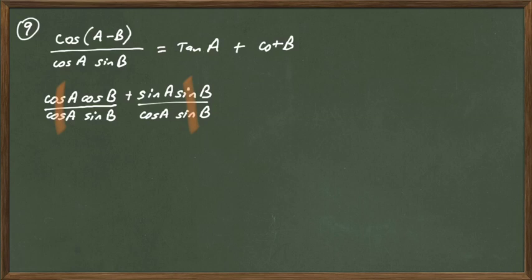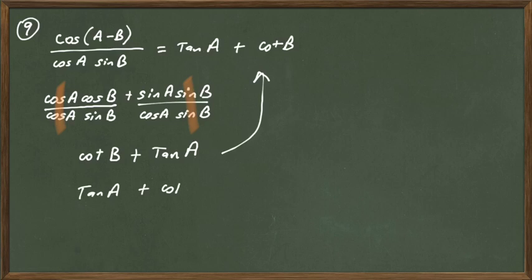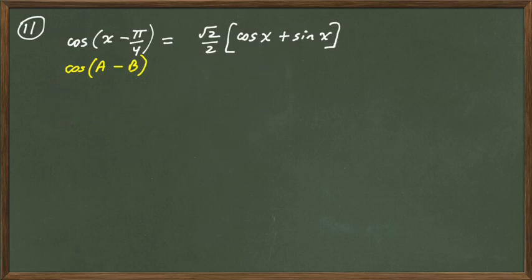Cosine over sine is cotangent, and it's of B. Sine over cosine is tangent, and it's of A. Addition is commutative, so cotangent plus tangent is the same as tangent plus cotangent. And it matches what we were supposed to show.